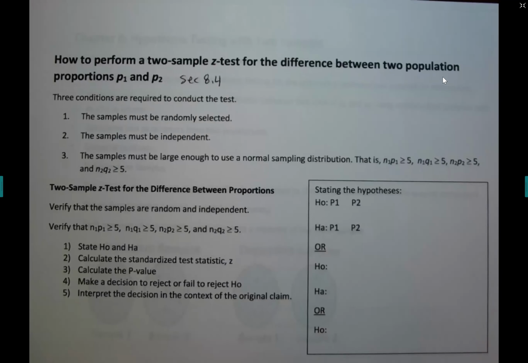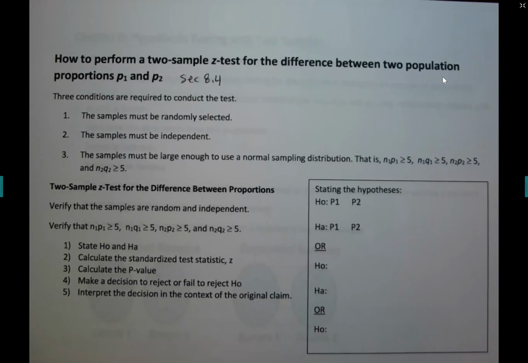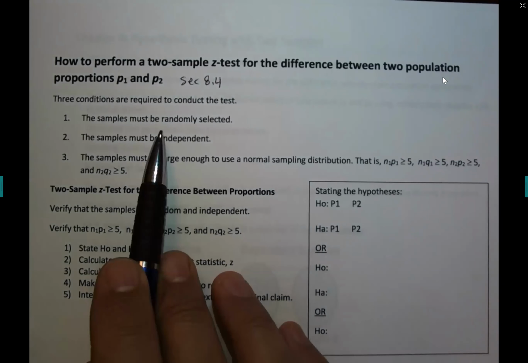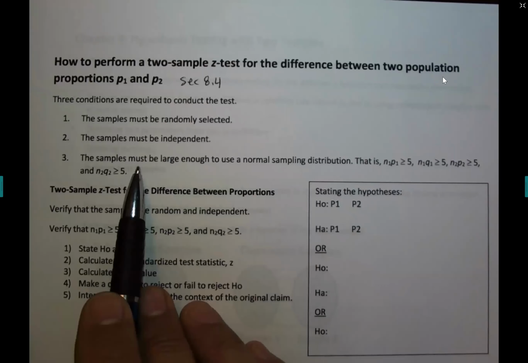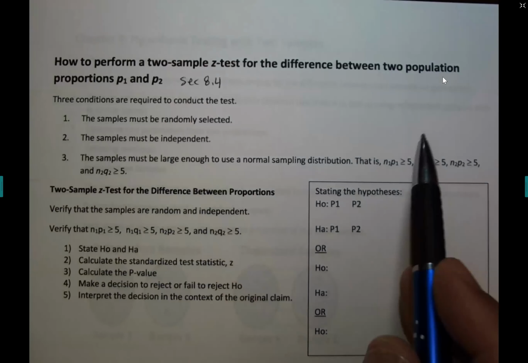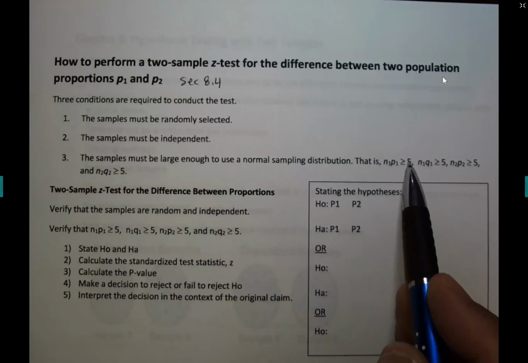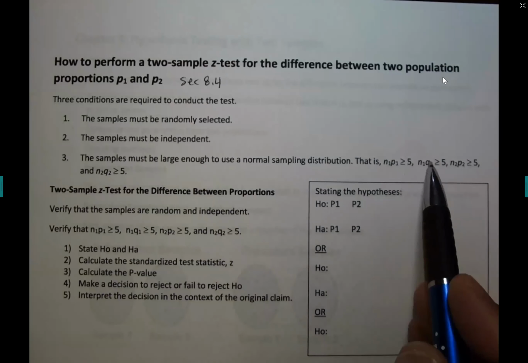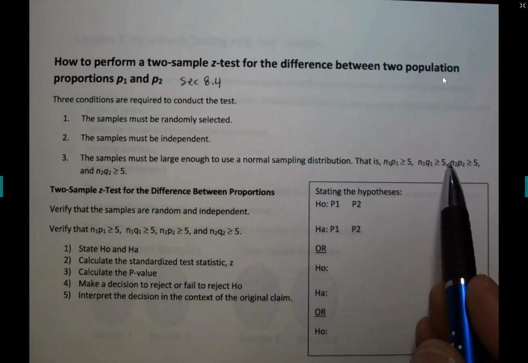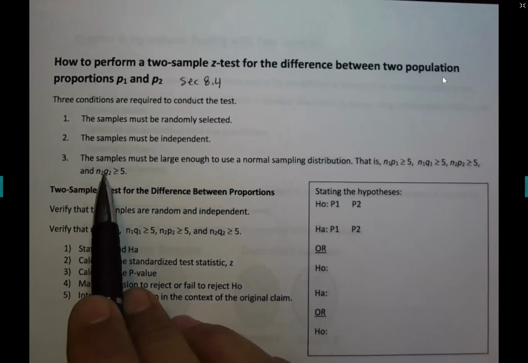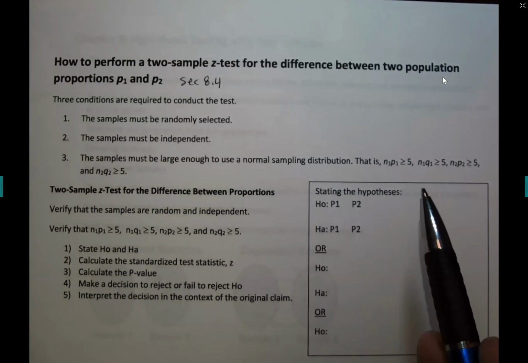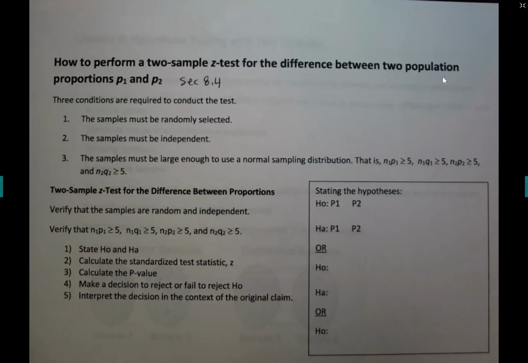Okay, what are the conditions of the test? The samples must be randomly selected. The samples must be independent. And the samples must be large enough so that you have n1 times p1 greater than 5, n1 times q1 greater than 5, n2 times p2 greater than 5, and n2 times q2 greater than 5. You remember, we checked those requirements in section 7.4. It's very much the same. If he doesn't ask you to check the requirement, guys, you just perform the test.